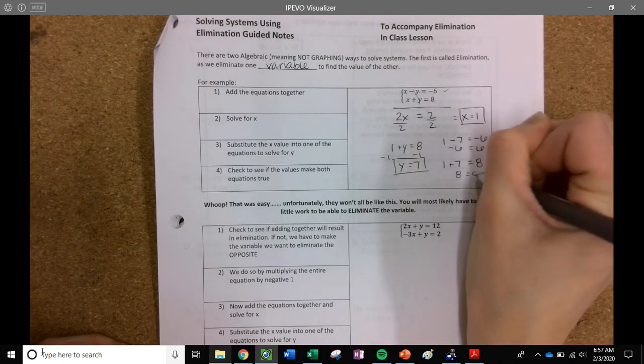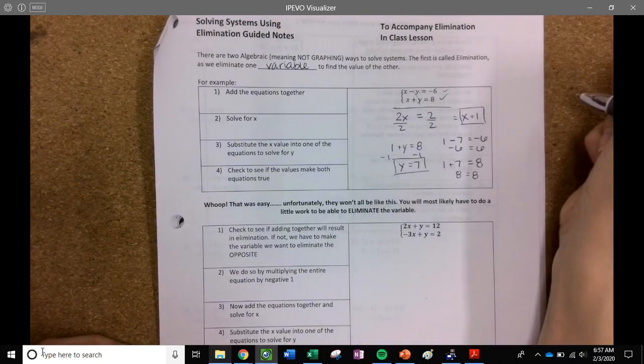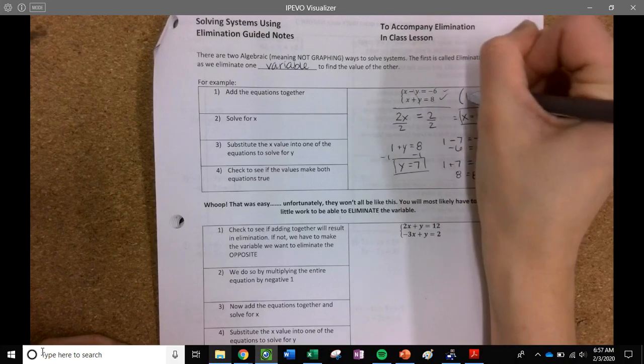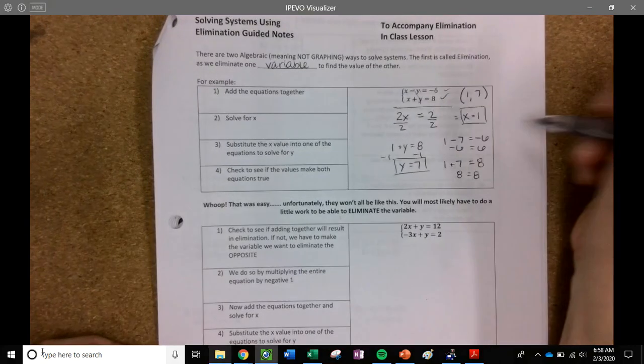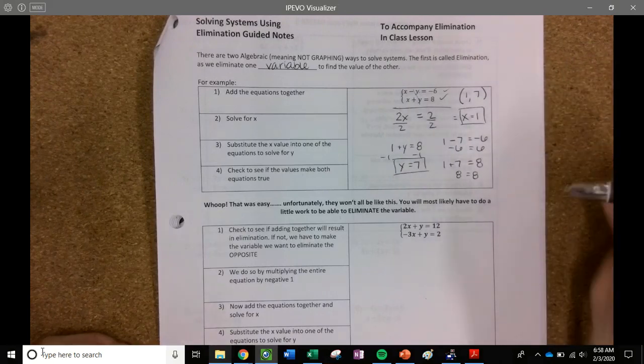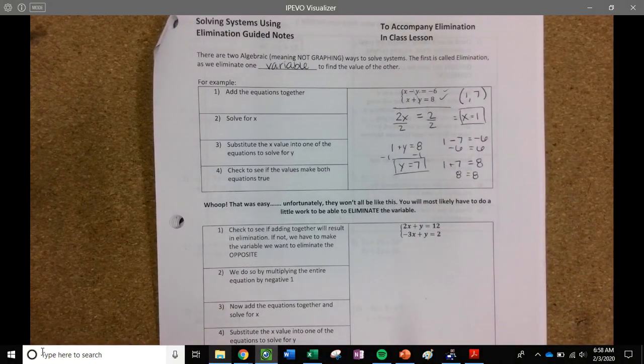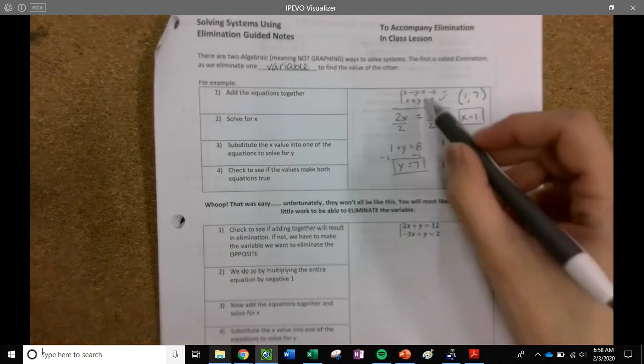Right? 8 equals 8. So they both work, which means that my solution for this particular system is the point (1, 7). We have to have that ordered pair, the x and the y. So we can't solve for x and just stop there and say, yay, we did it, we're done. Because we are not.